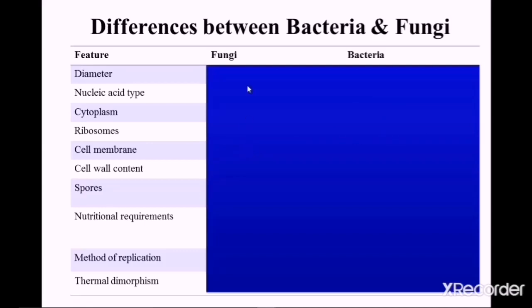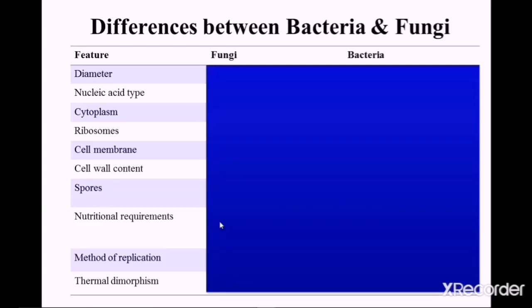Sterols are present in the fungal cell membrane, and these are absent in the bacterial cell membrane except in the case of mycoplasma. So there is an exception. Cell wall content: chitin is present in the fungal cell wall, whereas peptidoglycan is present in the bacterial cell wall. Spores are sexual and asexual for reproduction purposes, and in bacteria there are endospores. They are just for survival, they are not meant for reproduction.